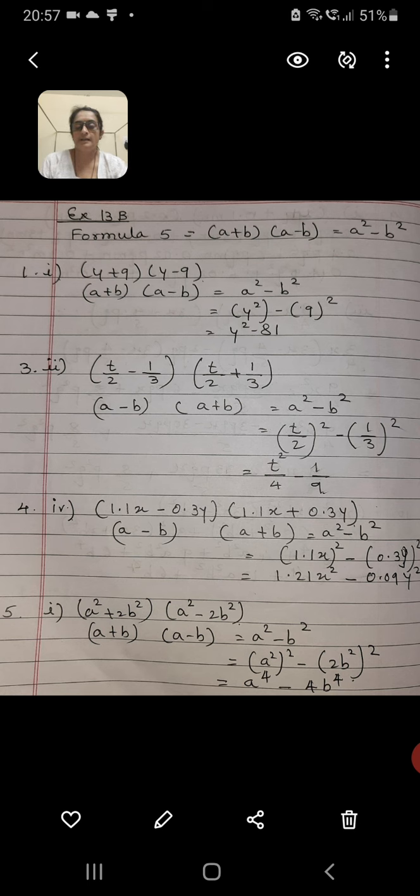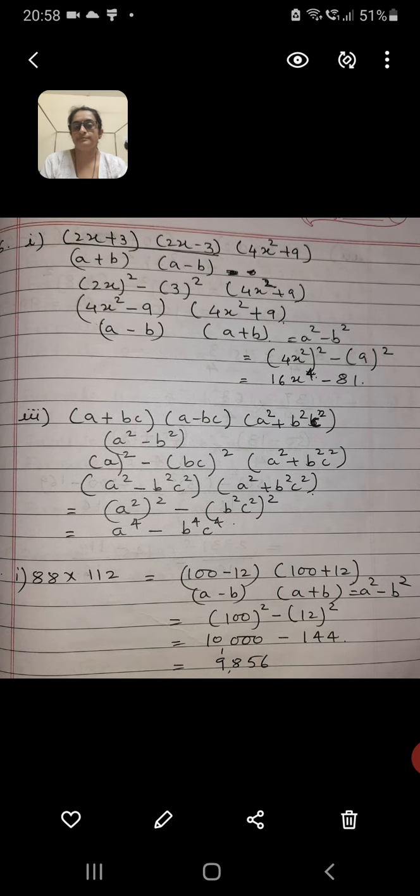Now here already, whatever terms are given are squared. So a square plus 2b square and a square minus 2b square. So a square we are going to consider as a, and 2b square we are going to consider as b. So a square means a square square, and b square is 2b square square. So a square square is a raised to 4, and 2b square is 2 to the power 4 is 16, and b square square is b raised to 4.